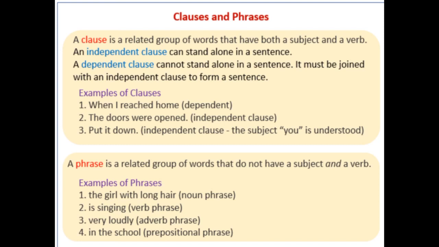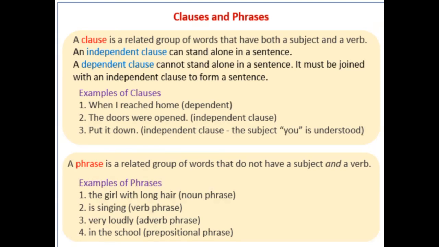Examples of phrases. Number 1, the girl with long hair. In this type of phrase, there is a noun, the girl, and a phrase, with long hair. In a noun phrase, there is a noun plus a phrase. The girl with long hair is the noun phrase.